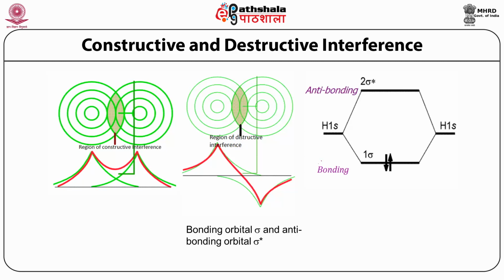This is because of the constructive and destructive interference. In the first molecular orbital, the two atomic orbitals phi 1s and phi 2s have a constructive interference, shown in the yellowish color in this figure, and they lower the energy than the energy of the constituent orbitals and stabilize the molecule. That is why these are called bonding orbitals.